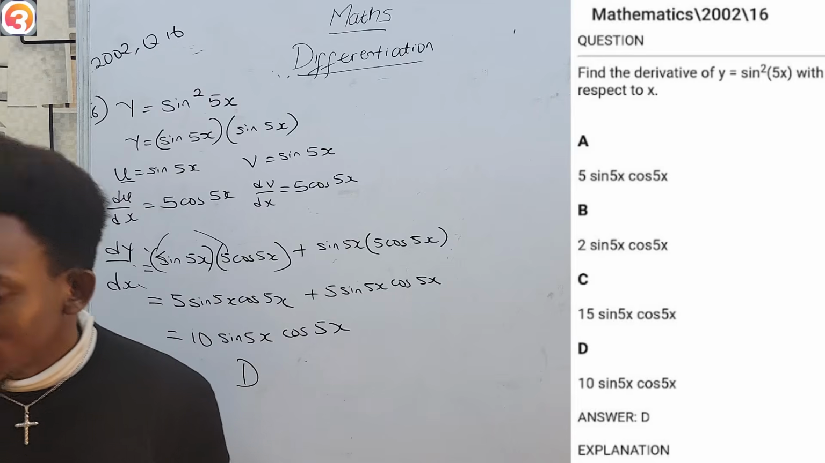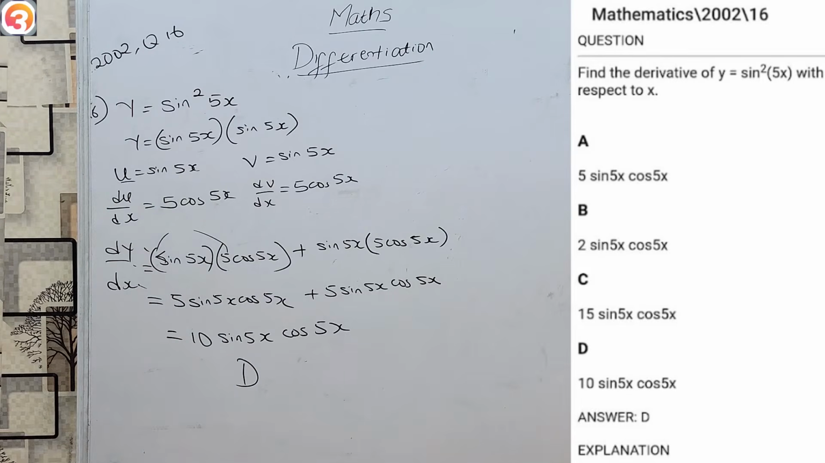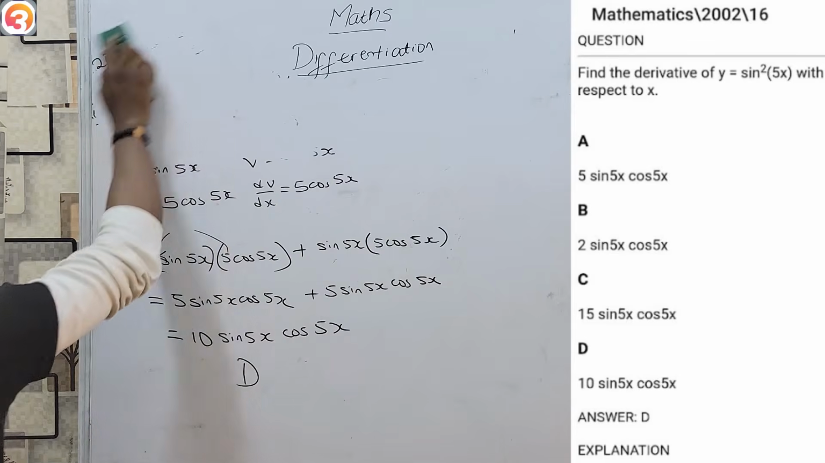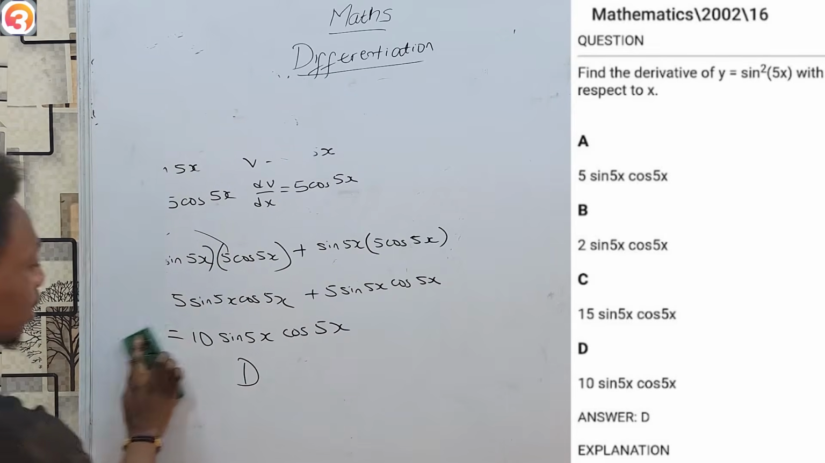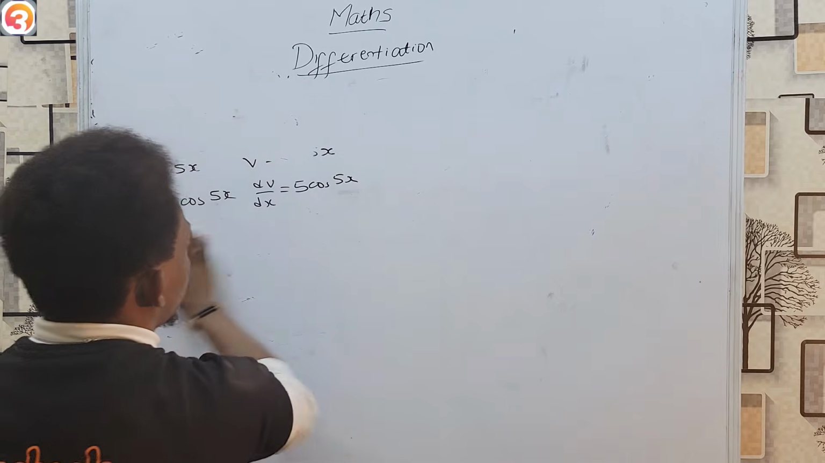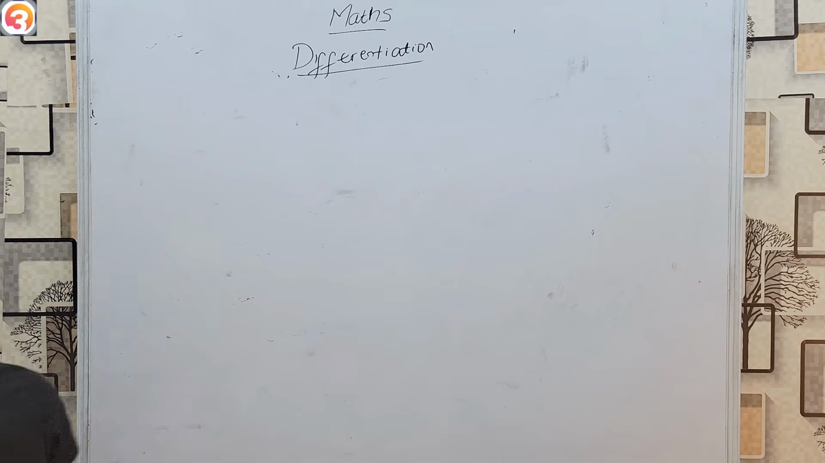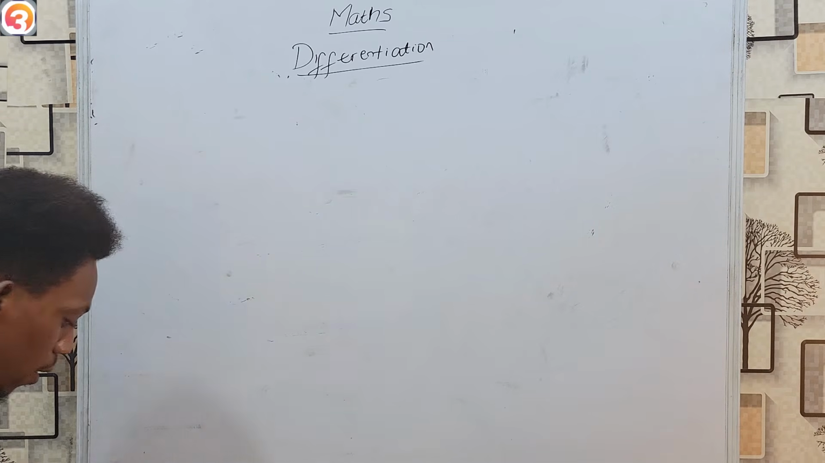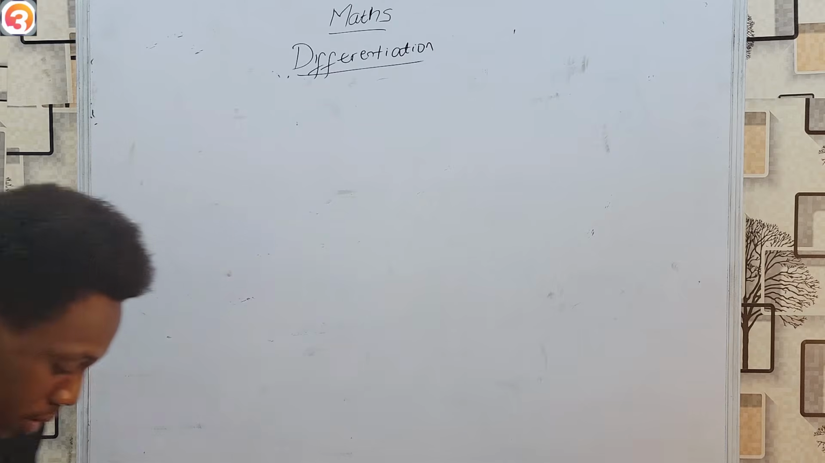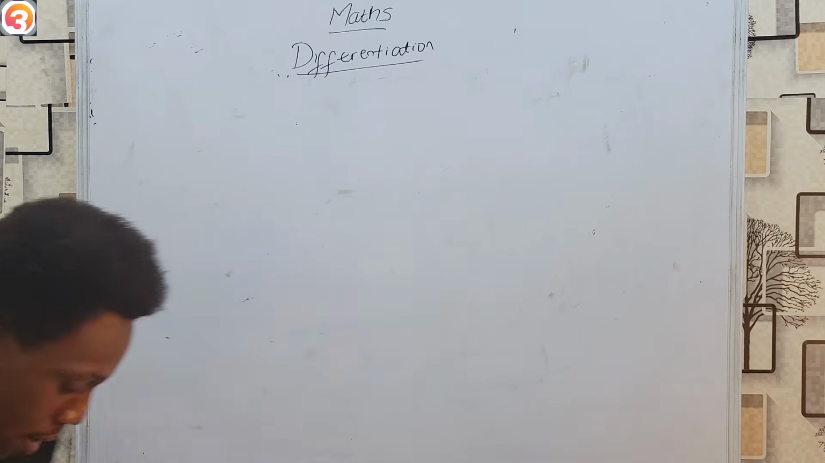So you see how we get it. This is simply how our question works. It's a good example of product rule in action. Okay, so let's see what else we have.